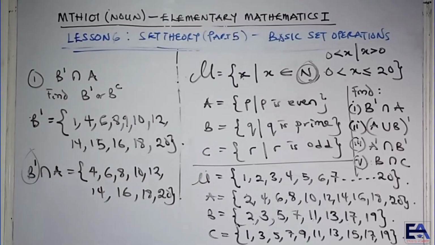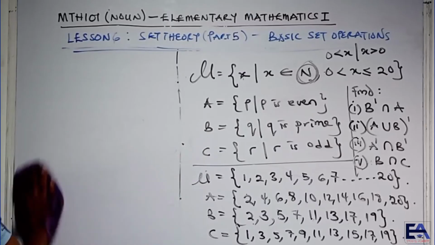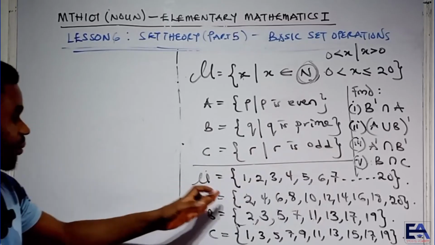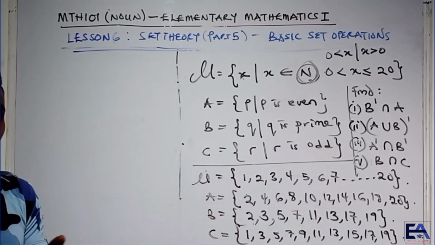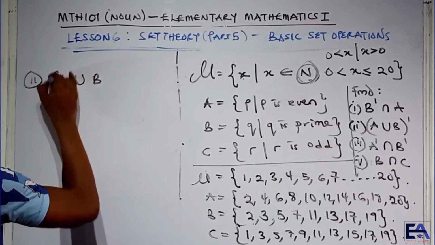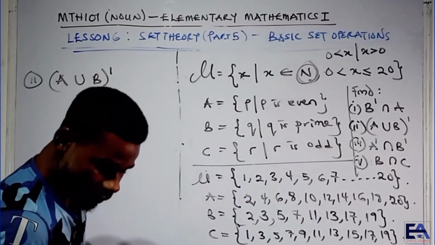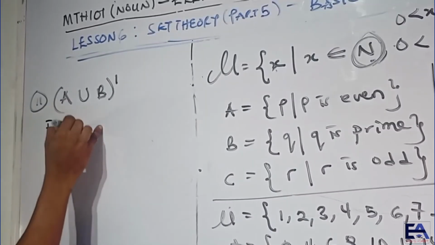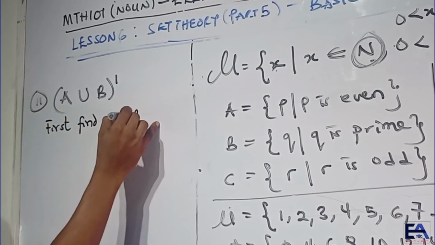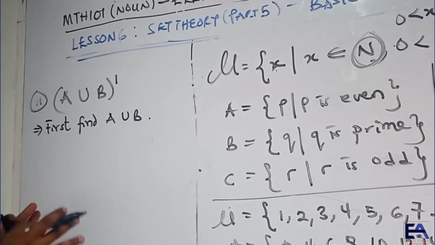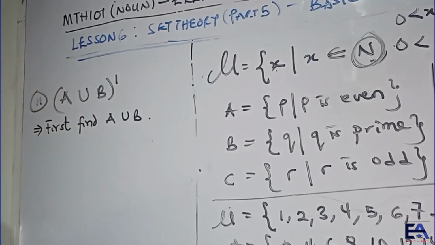Then we move to the next one. The next question says we should find A union B complement. A union B means the union of A and B, the combination of the elements of A and B. Then we find the complement of that combination. So to find A union B complement, first find A union B. That's the first step, okay? When you get A union B, you then find the complement of that union. So that's how it works.